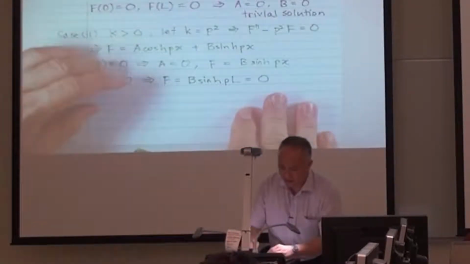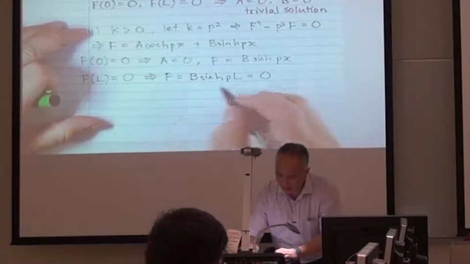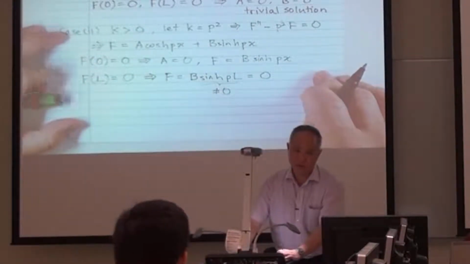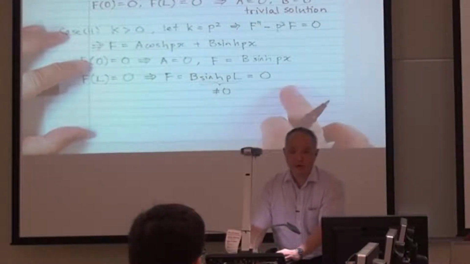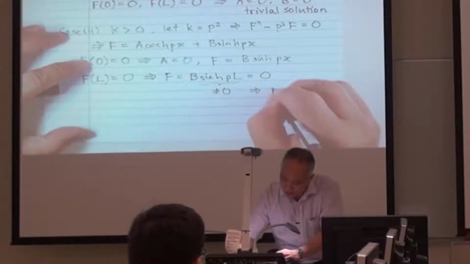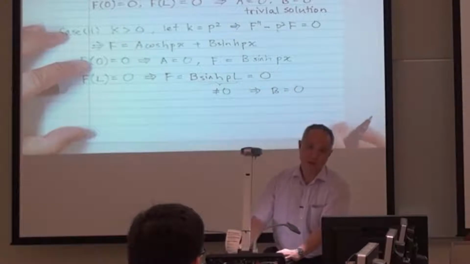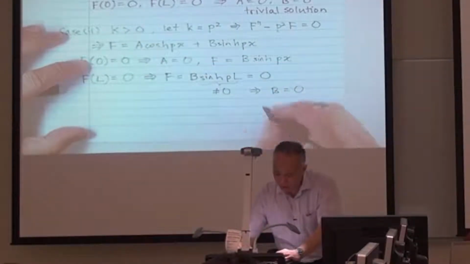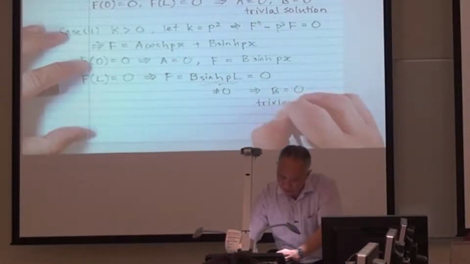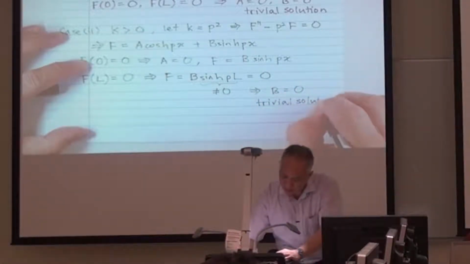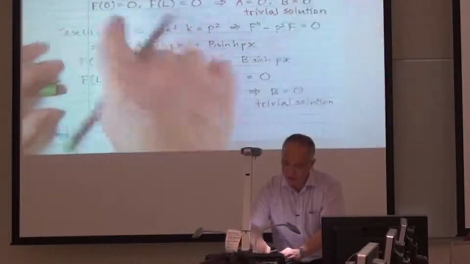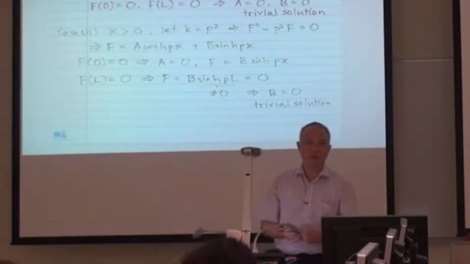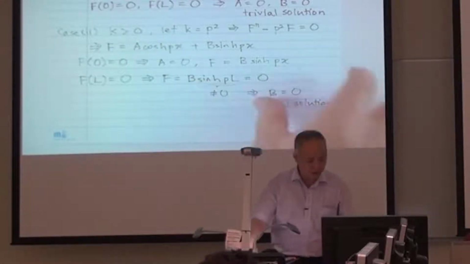It looks promising, except that now we know that this term here is not 0 in general. Therefore it also means that your b has to be 0. So what happens? You get a equals 0, b equals 0, you again get a trivial solution. So the case when k equals 0, you get a trivial solution. K bigger than 0, you also get a trivial solution. So both these cases are not good.